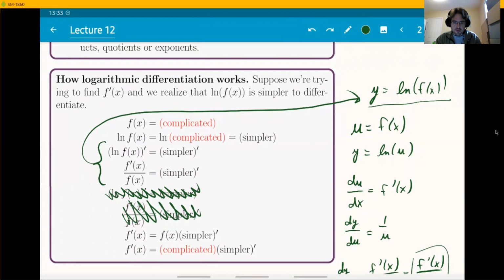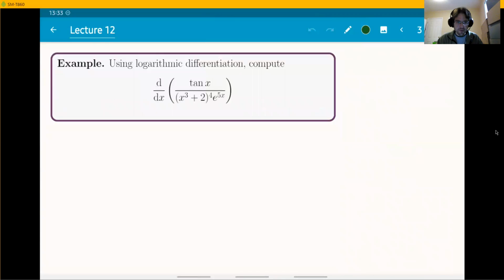But we usually don't want to think about it this way. We don't want to memorize this formula, for instance. Instead, you're going to be expected to show that you know what you're doing. So let's see this in examples.